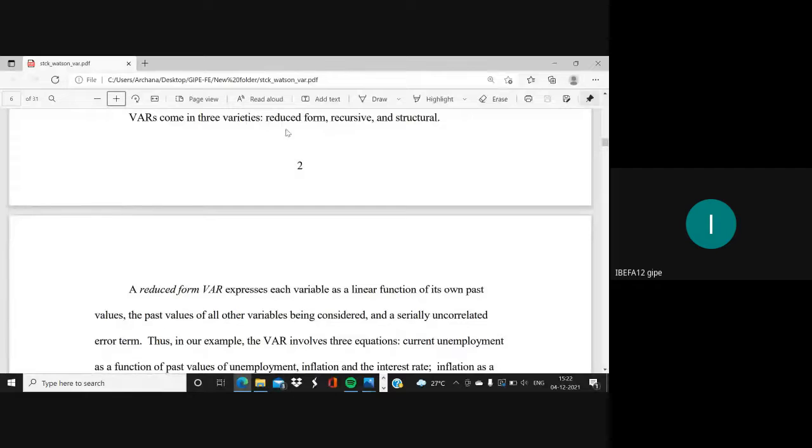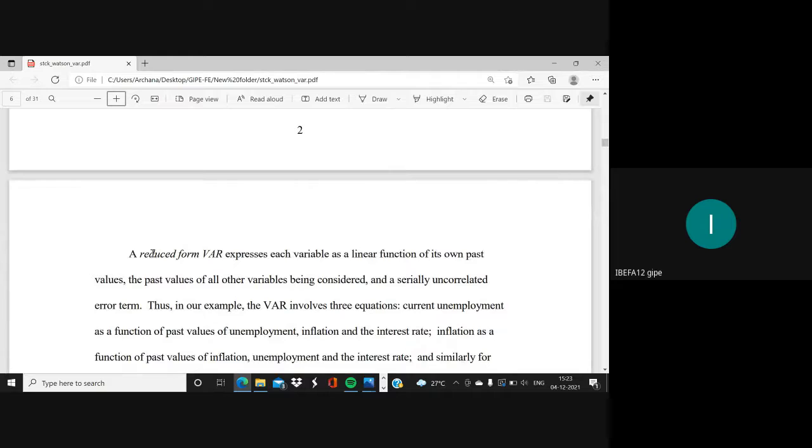Okay, then VARs come in different varieties. You have reduced form, recursive, and structural VARs. So structural VAR is basically a primitive system. Then reduced form VAR is what I was mentioning earlier. Each variable will be expressed as a linear function of its own past values and the past values of all other variables being considered, and a serially uncorrelated error term. So this is the VAR model in its standard form where you don't have any restrictions. Okay, so that is your reduced form VAR model.